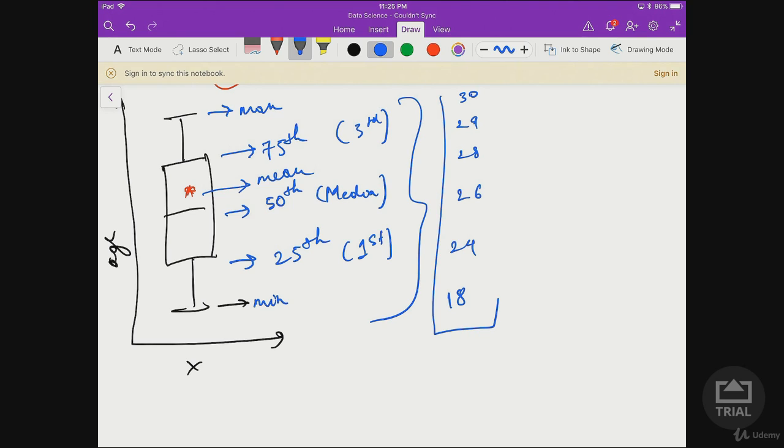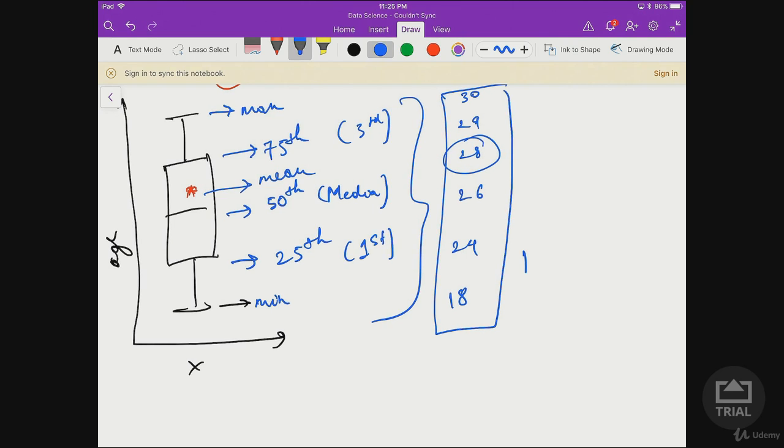Now looking at this, we get a fair amount of idea about the data. We know that the range is around 12 units, with the minimum at 18 and the maximum at 30. And on an average, the age of the student is around 28 years. So we know for sure that most of the students fall in the upper age bracket. We also see a great jump from 18 to 24. We also see a smaller jump from 24 to 26 and so on. So a box plot basically gives you a basic overview of the entire data in a single snapshot.